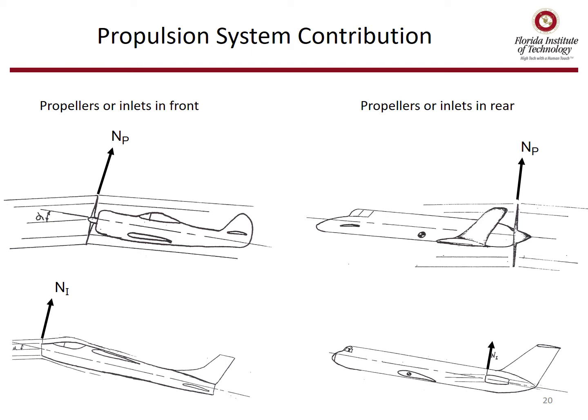In the two figures on the right, you'll see that when the propeller is in the aft or rear section, or the engines are mounted on the aft or the rear section, it's actually a stabilizing effect using, again, the right-hand rule.